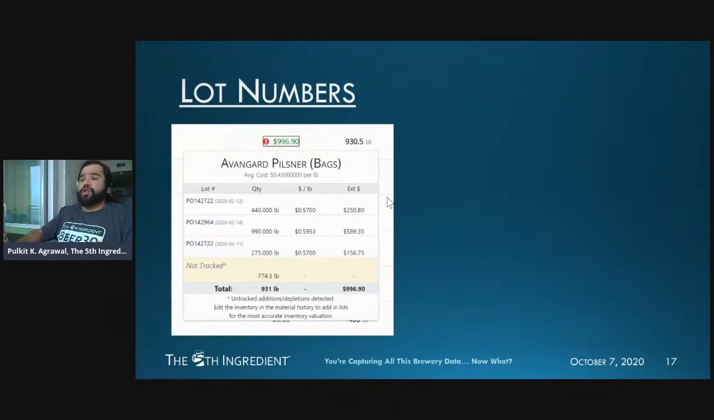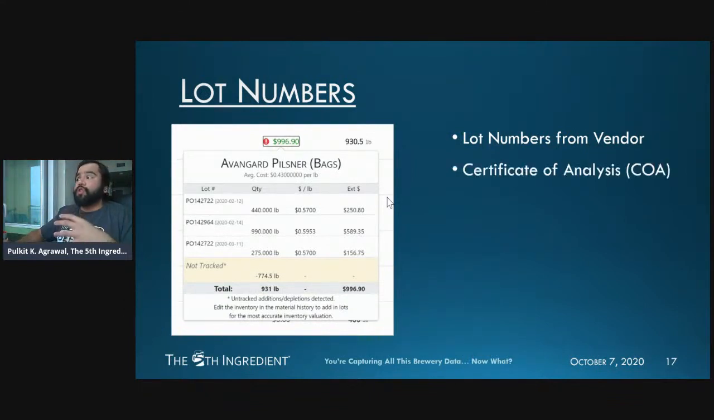From there, let's look at lot numbers. Now, when you start zooming in further, you realize that lot numbers become the crucial aspect when it comes to traceability. So in this case, understanding the lot numbers that are coming from vendors, and importantly, you can tie those up with certificates of analysis, tie that up further with landed costs.